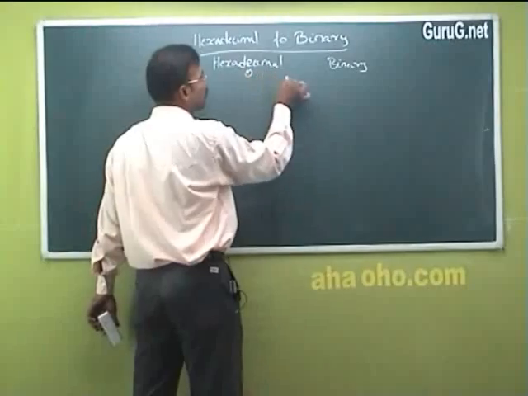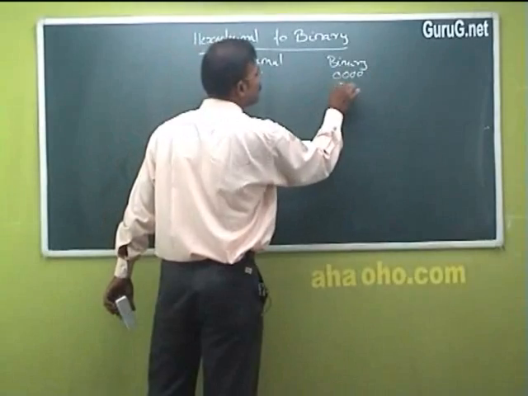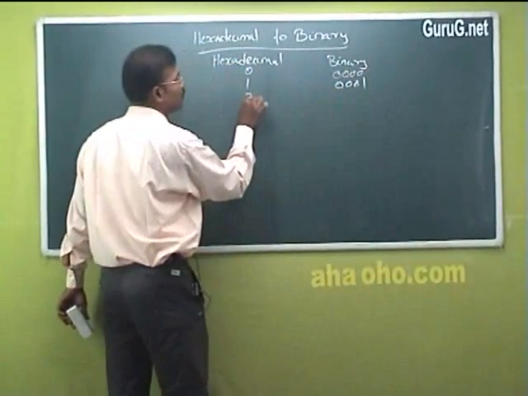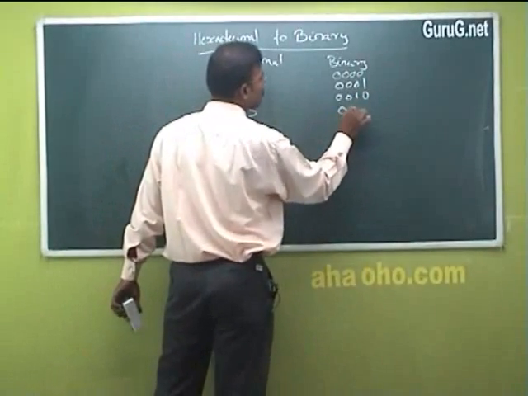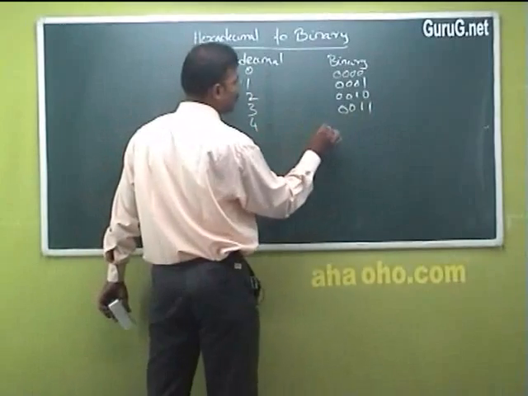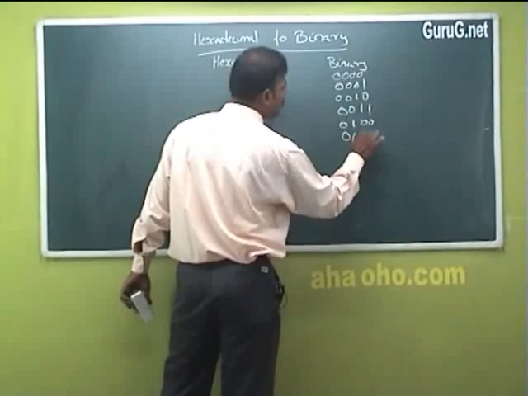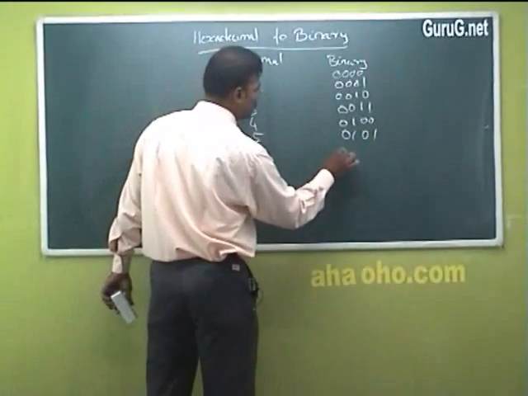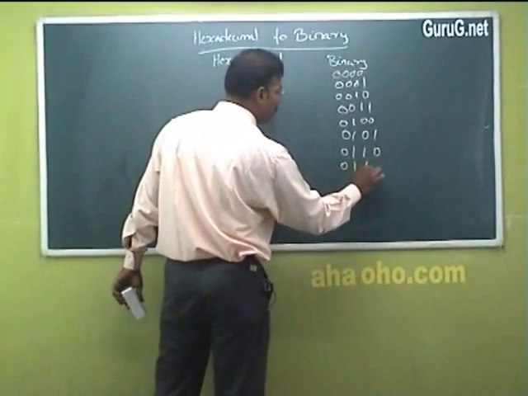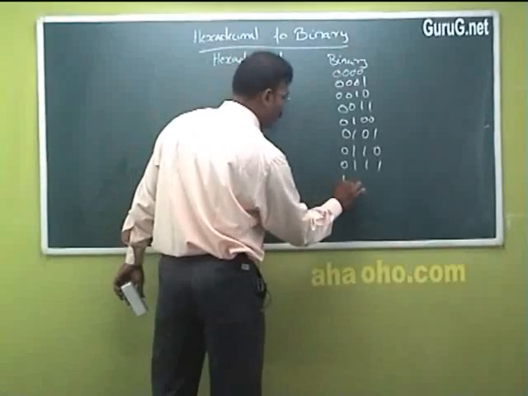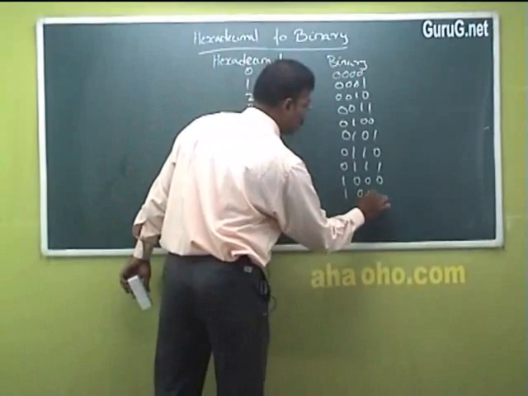For 0, it will be represented as 0, 0, 0, 0. For 1, it is 0, 0, 0, 1. For 2, it is 0, 0, 1, 0. For 3, it is 0, 0, 1, 1. For 4, it is 0, 1, 0, 0. For 5, it is 0, 1, 0, 1. For 6, it is 0, 1, 1, 0. For 7, it is 0, 1, 1, 1. For 8, it is 1, 0, 0, 0. For 9, it is 1, 0, 0, 1.